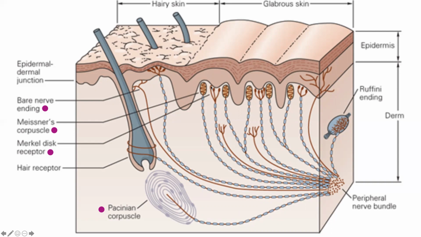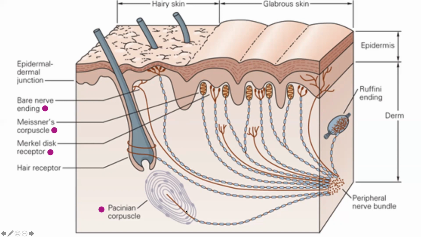If you look at it here, just at the dermoepidermal junction, we can see Merkel disc or Merkel cell receptors. In the dermal papilla here, we can see Meissner's corpuscle. And these free nerve endings are all widespread in the dermis. And the Pacinian corpuscles are lying deep down in the dermis.